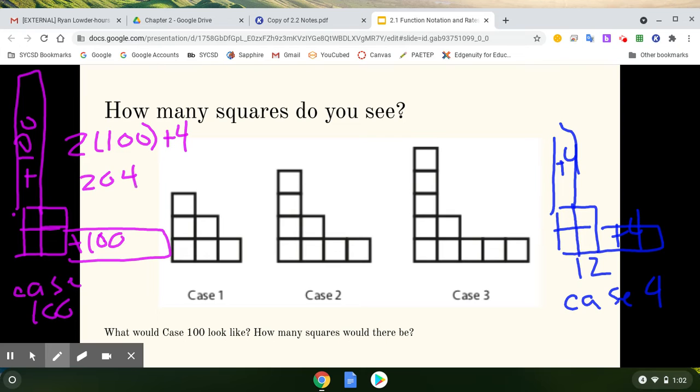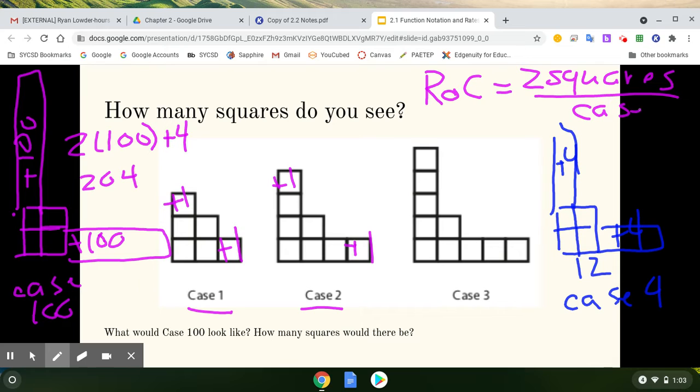So from here, we want to go back and think about rate of change. What is the rate of change from case to case in this pattern? Well, hopefully you recognized in the pattern that you were adding 1 from each previous case. So, adding 1 onto both sides. So that means that our rate of change was actually 2 squares per case. Now, this is going to be important in just a moment.